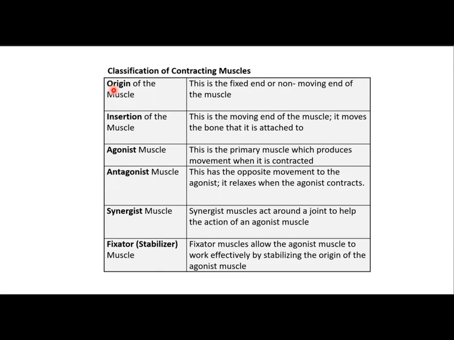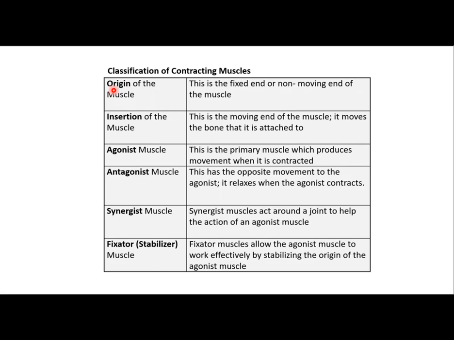For example, when you do a bench press, the main muscle would be your pectoralis major, because that's the chest muscle. So the helper muscle for this would be, for example, your tricep, because your tricep does an extension in your elbows. This one would be your synergist, a helper muscle. Another helper muscle would be your shoulder muscle, which is called deltoid. And deltoid has 3 parts.